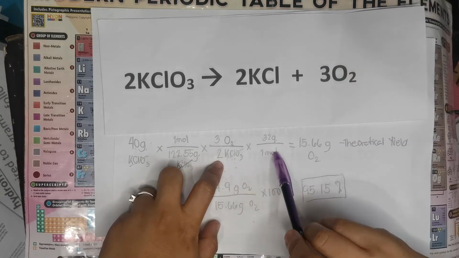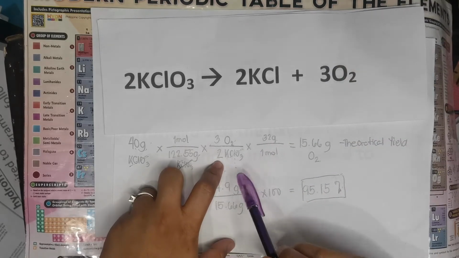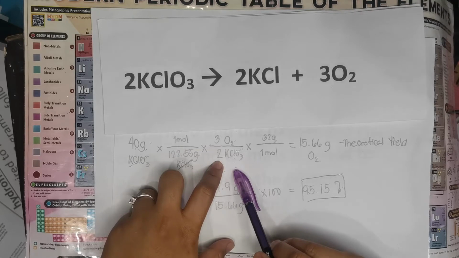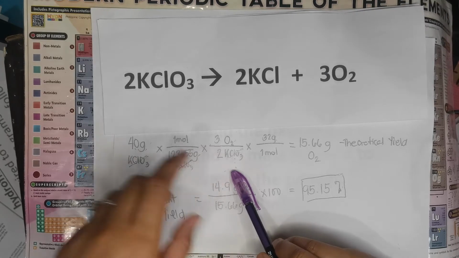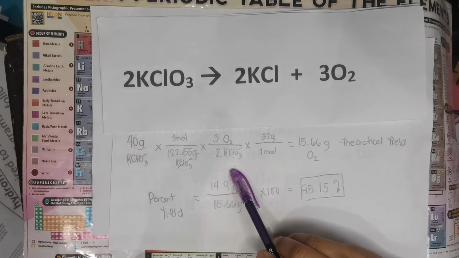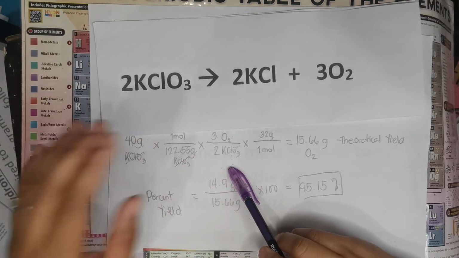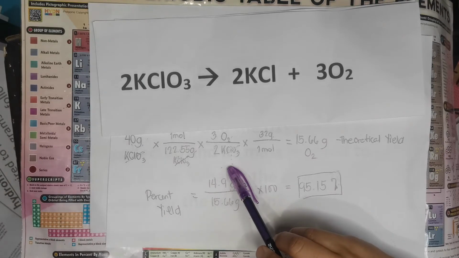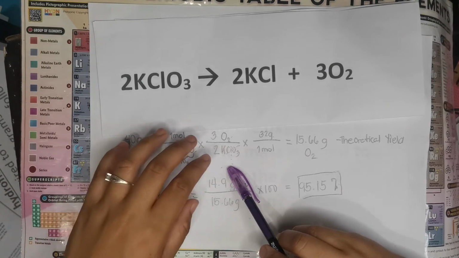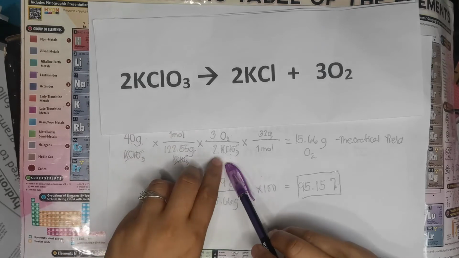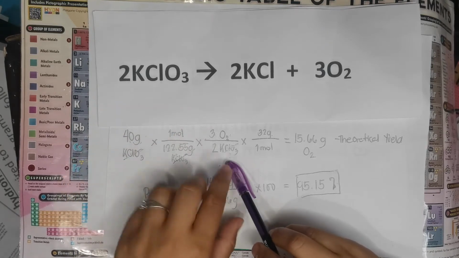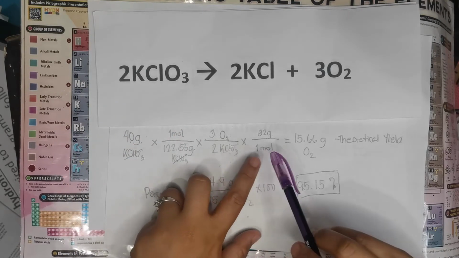Then next na conversion natin is dahil mole po yung andito at ang hinahanap po natin ay percentage yield at ang given ay grams, ibabalik po natin siya sa grams para makuha natin yung actual, parehas yung unit ng actual natin tsaka ng theoretical yield natin, which is grams. So, i-convert natin si oxygen gas na sagot dito from mole to grams.